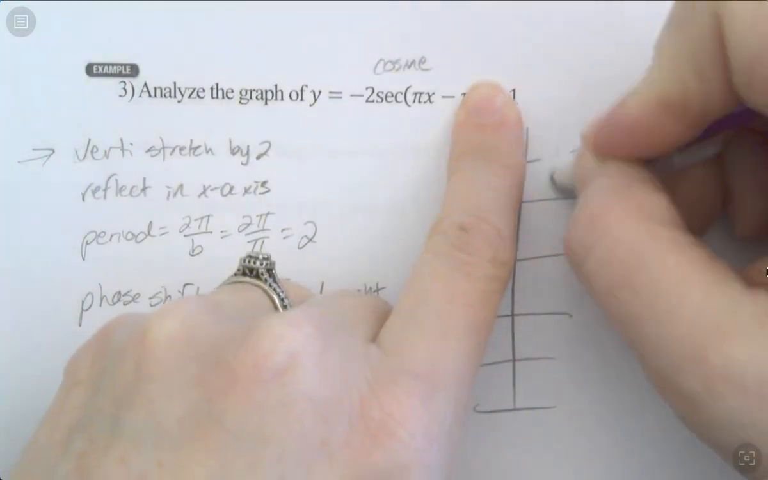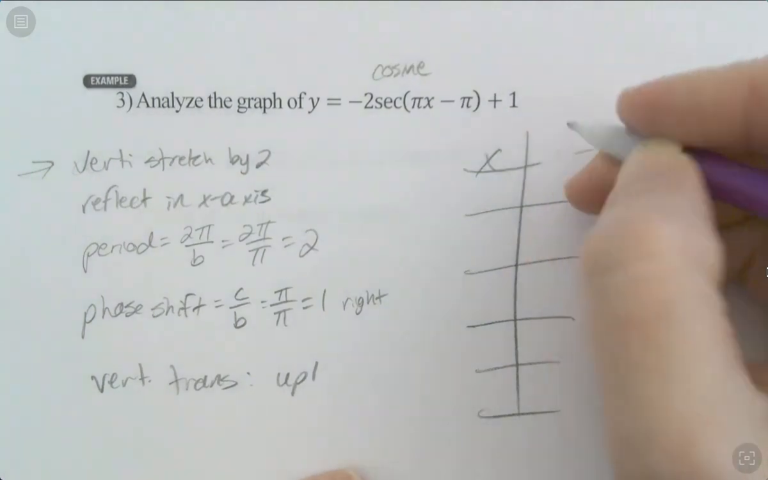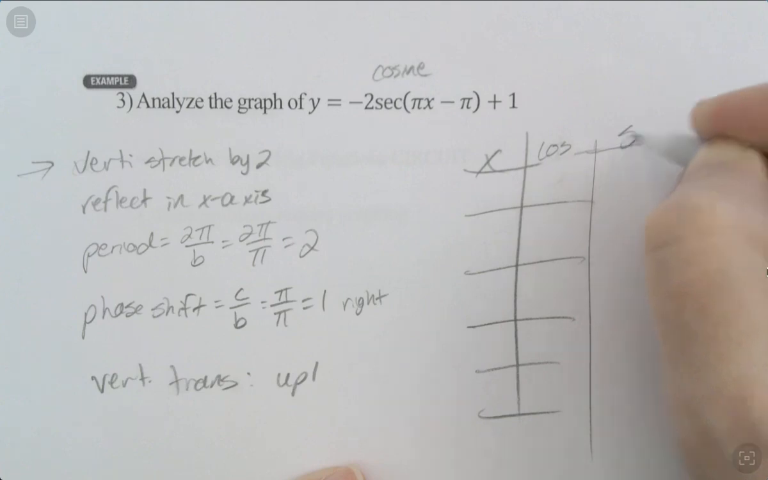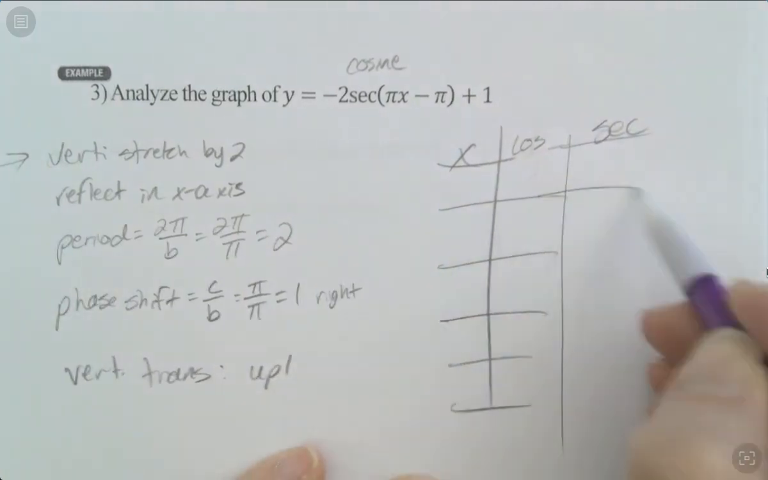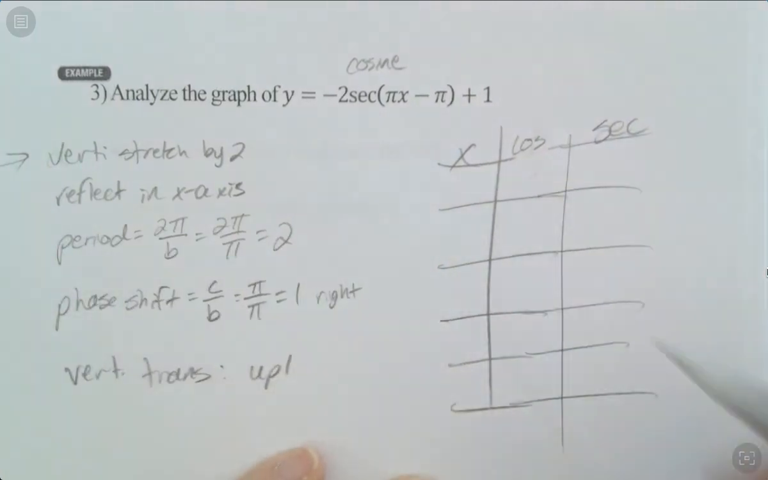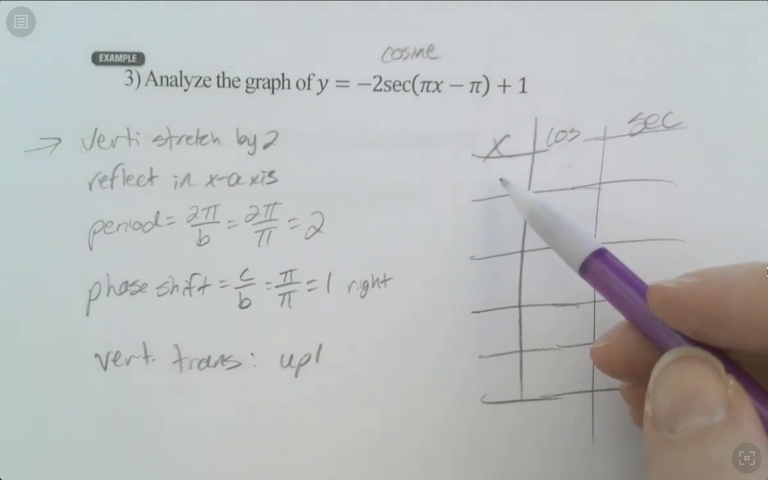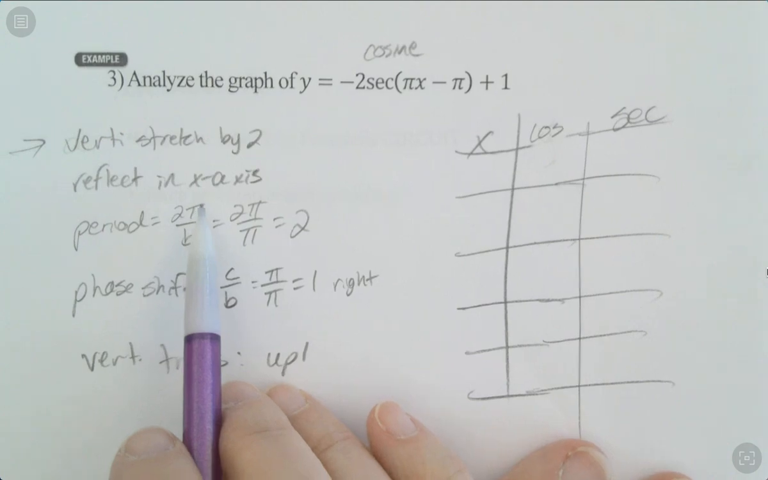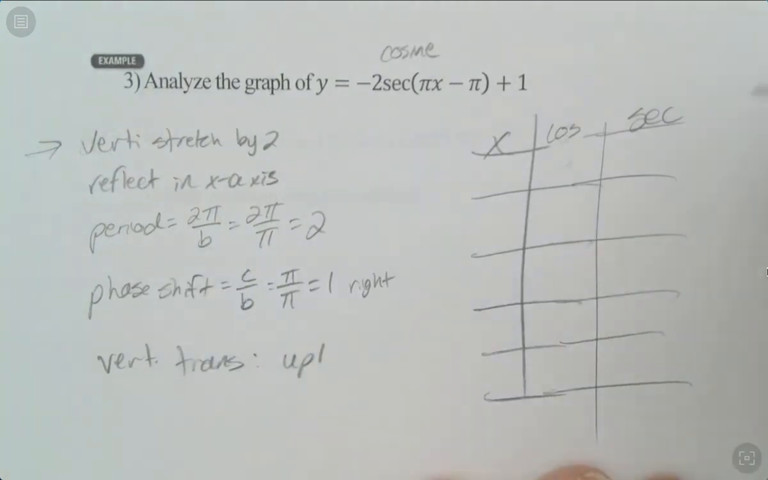Now, sometimes what I do is I will set up what the cosine would be, and then I can have another one for what the secant would be. You can flip those columns if you want. All right, so for the cosine function, remember normally it would go from high, middle, low, middle, high, but we do have this reflection in the x-axis, so what's this one going to do? Low, middle, high, middle, low.